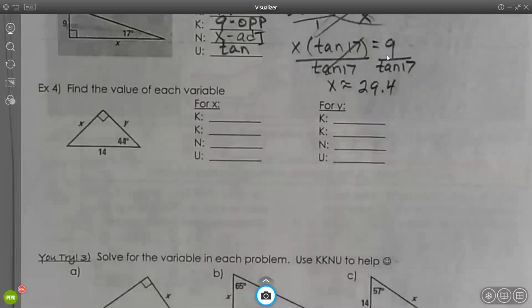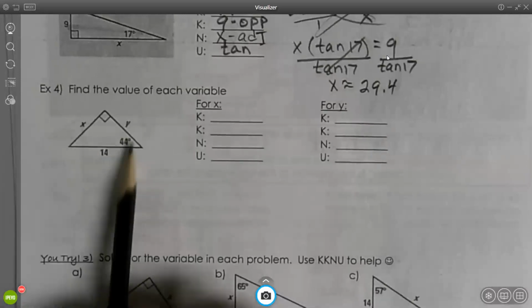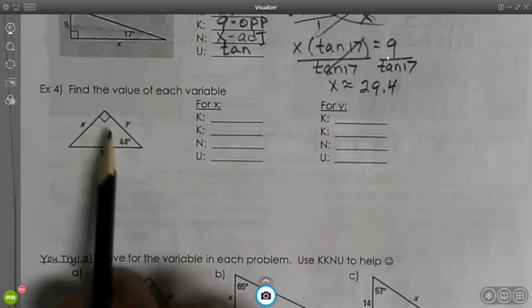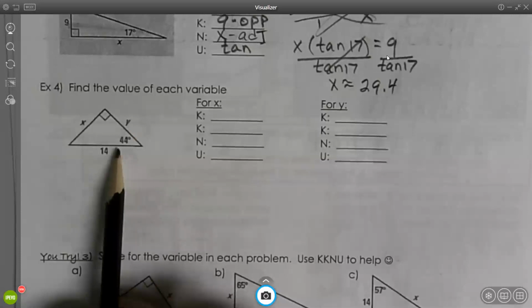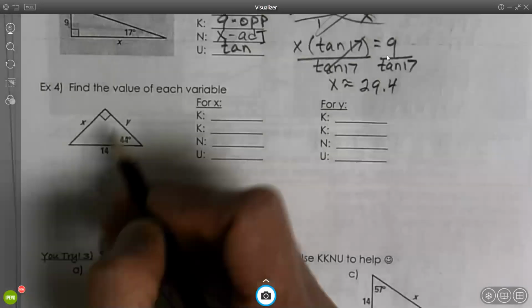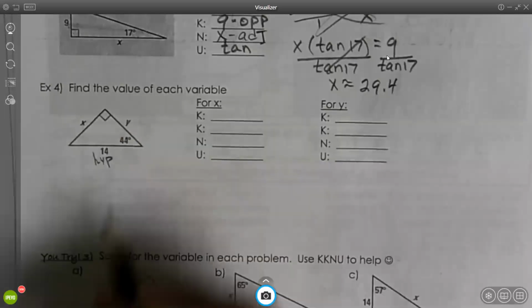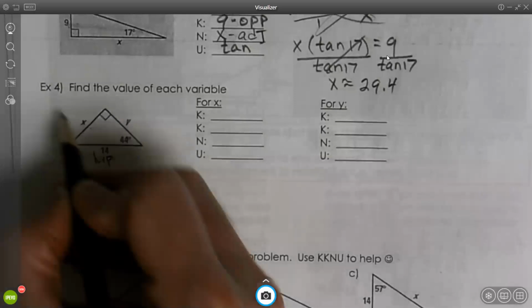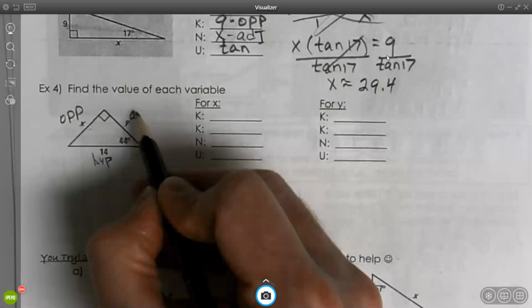Our next example, here it's a little trickier. Here they give us both letters. We have to figure out both legs. It's not a 45, 45, 90 triangle, so the legs are not exactly the same. It's close, but not quite exactly the same. The hypotenuse is 14. So across from the 90 is the hypotenuse. That doesn't change. Across from the 44 would be considered our opposite side. Next to the 44 is considered our adjacent side.